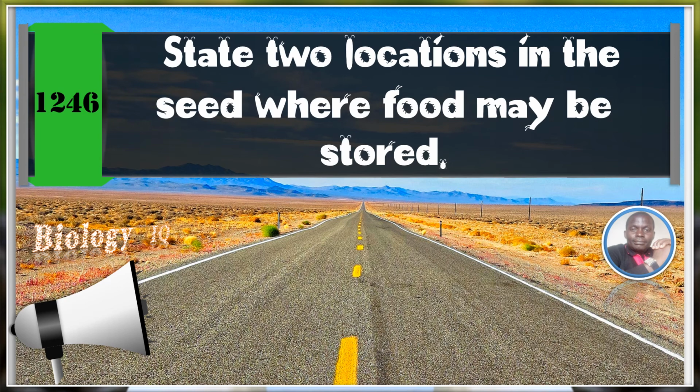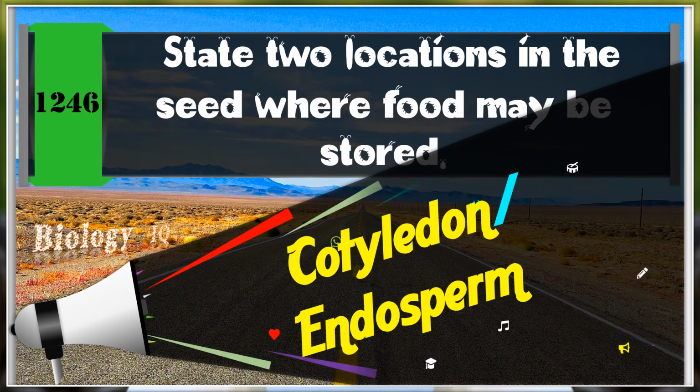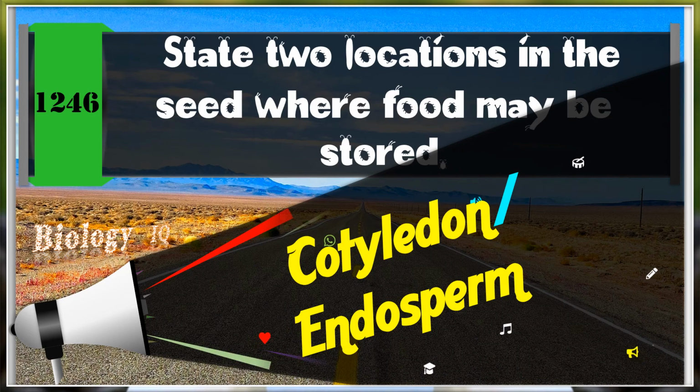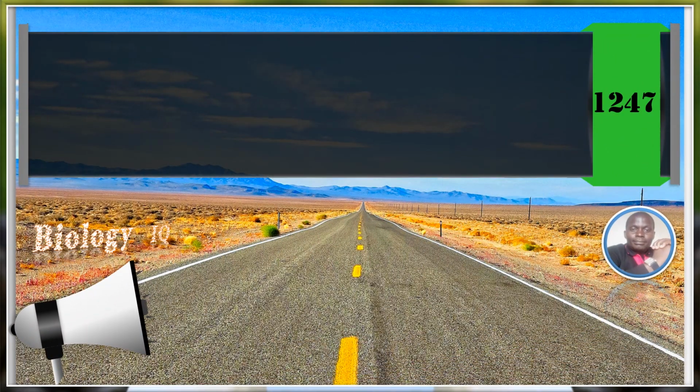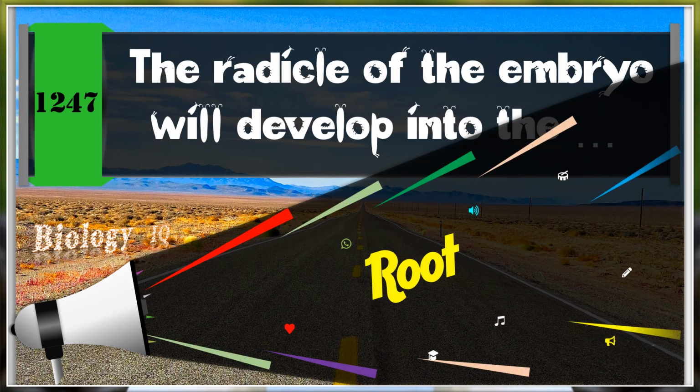State two locations in the seed where food may be stored. Cotyledon and endosperm. The radicle of the embryo will develop into the root.